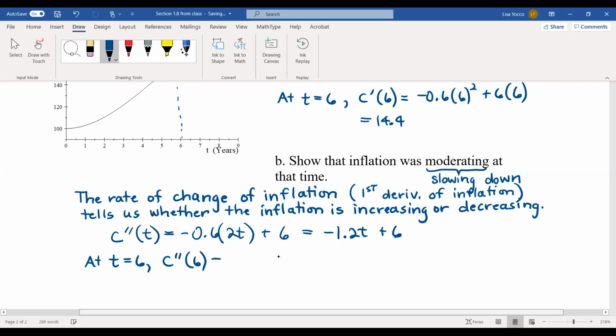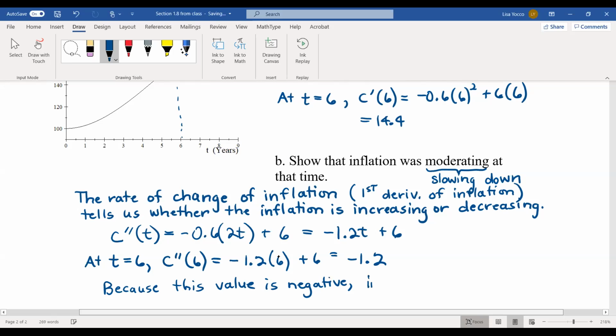All right, and then again, at t equals 6, we're evaluating the second derivative. So I'm substituting 6. I think that's negative 1.2. All right. So the fact that that value is negative tells me that the inflation is decreasing, slowing down, same concept.